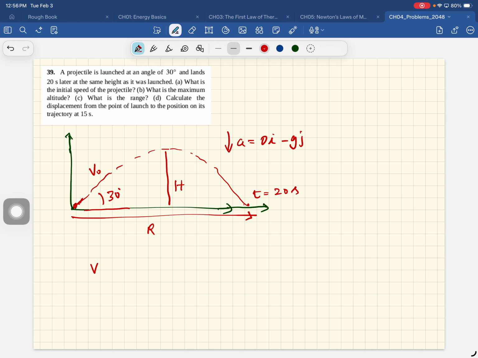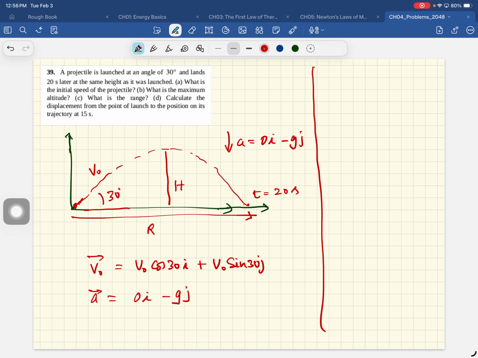Now let's write down the initial velocity. Initial velocity is initial speed cosine 30 i plus initial speed sine 30 j. Okay. And we have the acceleration vector. Acceleration is 0i minus gj. All right, so in this problem, we know the time of flight, we know the initial position, and we know the final position. Let's look at the y motion first.